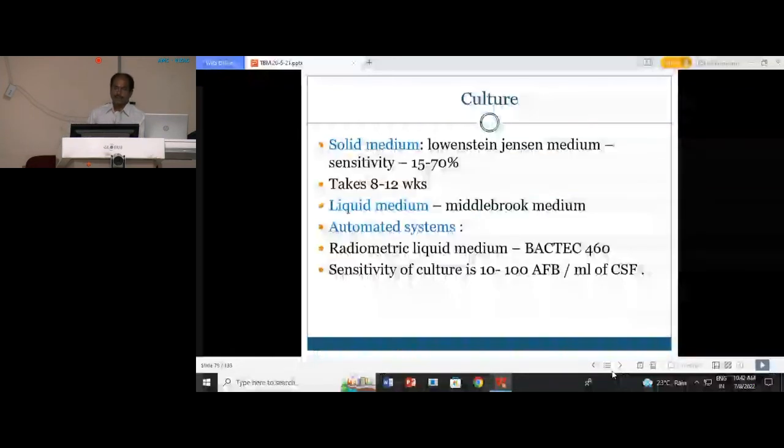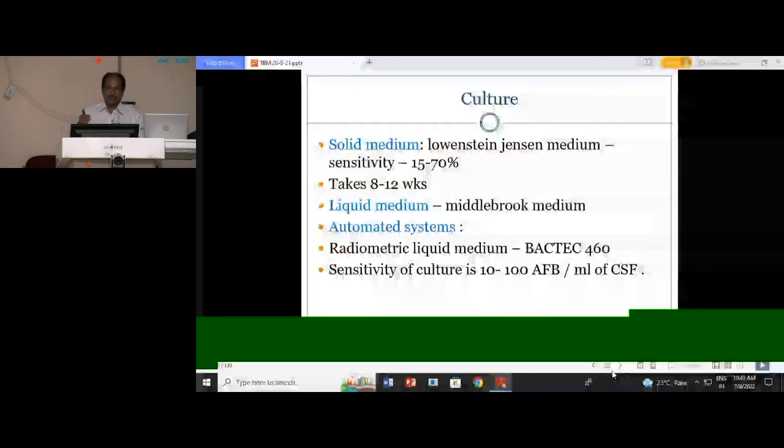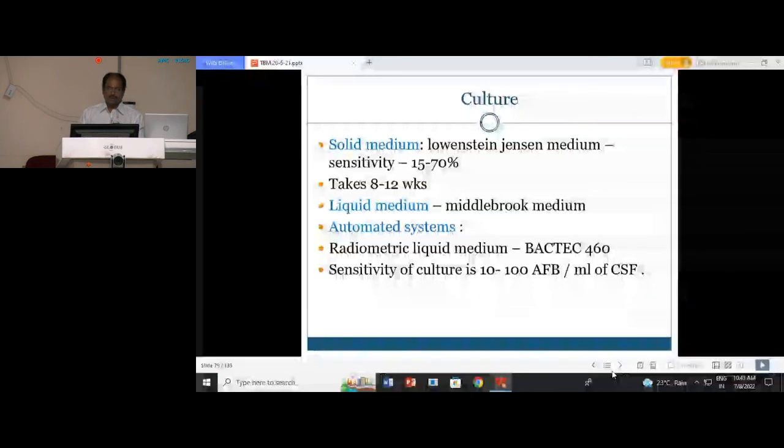That is Lowenstein-Jensen medium. We'll see what the constituents of LJ media are. Sensitivity is 15 to 70%, and it takes 8 to 12 weeks. You should not wait to treat for 8 to 12 weeks, but there are good automated systems, radiometric liquid medium, Bactec 460, with culture sensitivity of 10 to 100 AFB per ml for CSF.